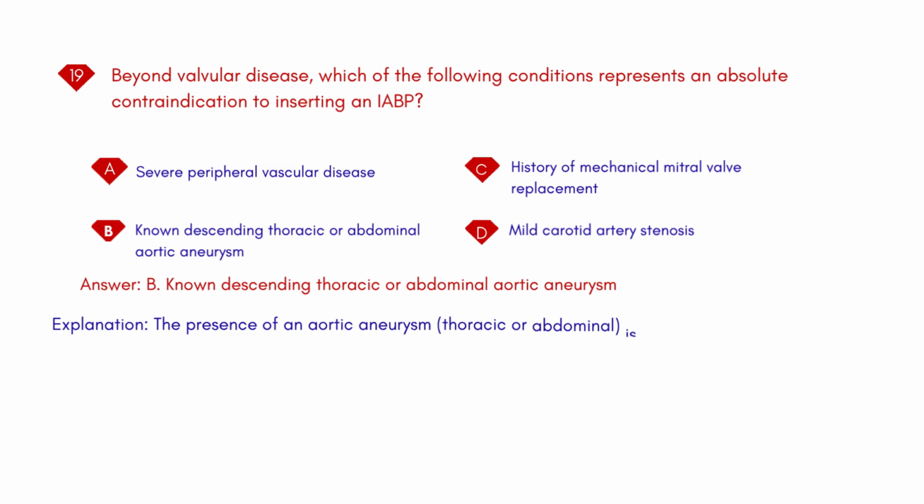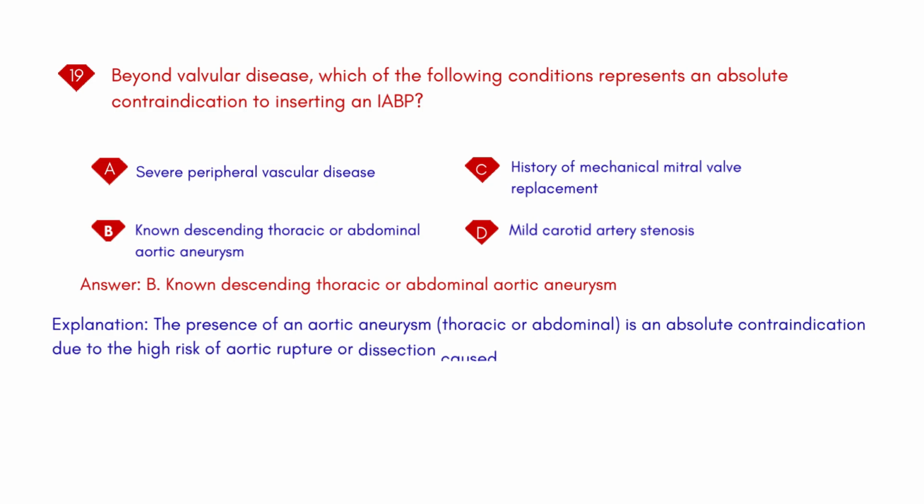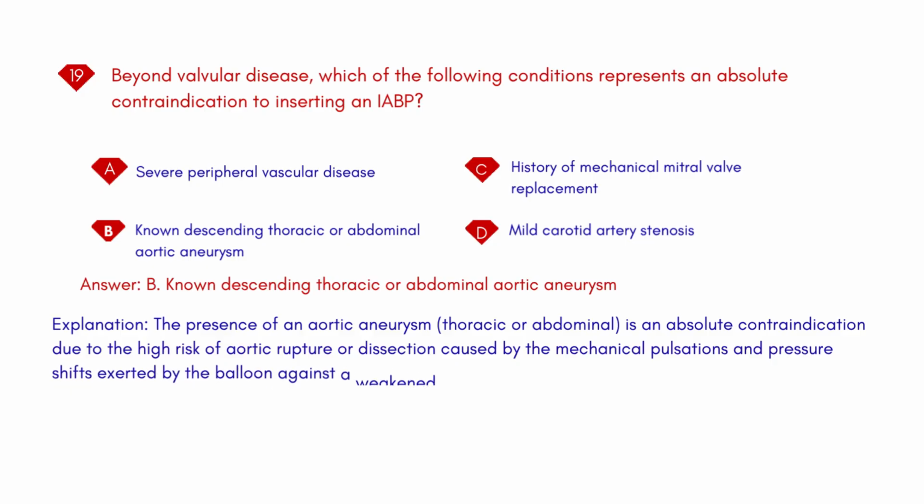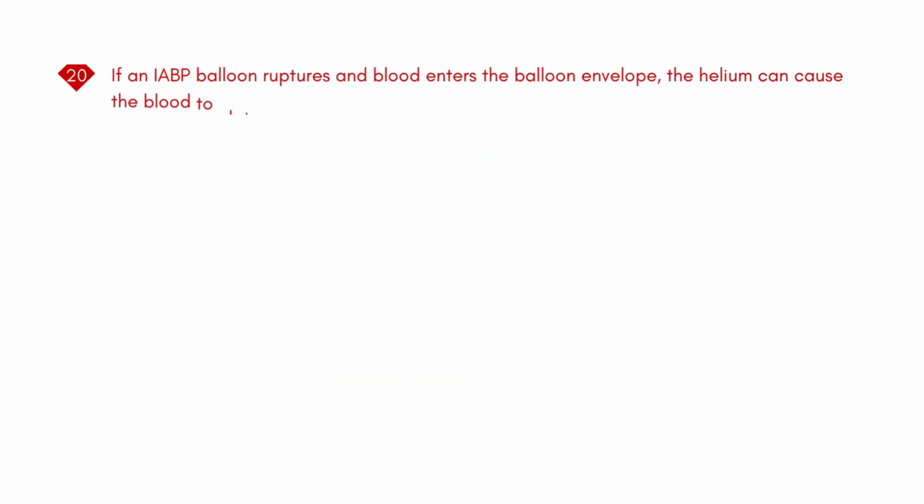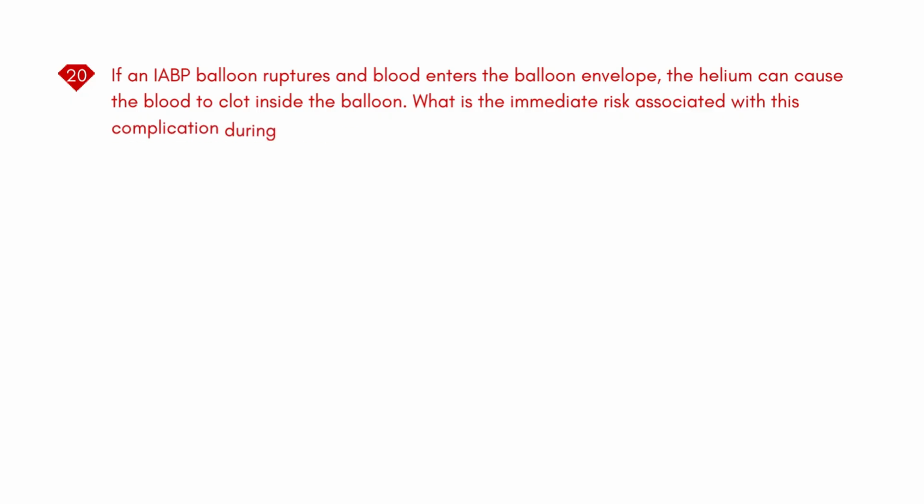Explanation: the presence of an aortic aneurysm, thoracic or abdominal, is an absolute contraindication due to the high risk of aortic rupture or dissection caused by the mechanical pulsations and pressure shifts exerted by the balloon against a weakened aortic wall. If an IABP balloon ruptures and blood enters the balloon envelope, the helium can cause the blood to clot inside the balloon. What is the immediate risk associated with this complication during removal?